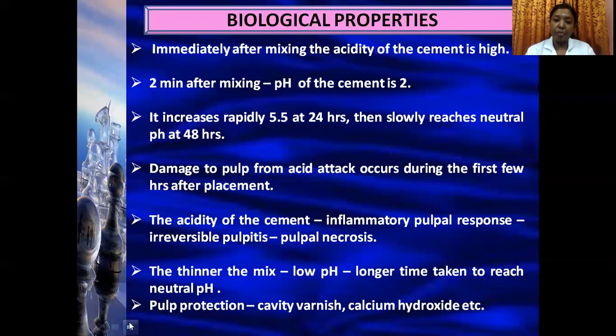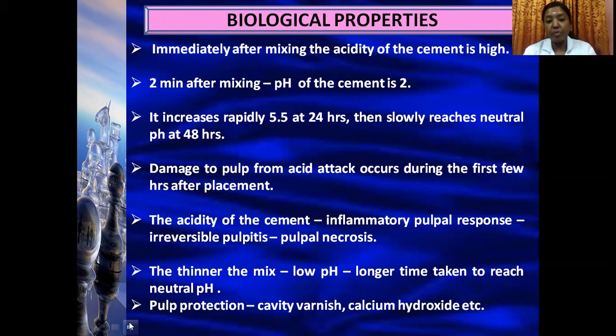Coming to the biological properties of zinc phosphate. This by itself is a short note question for you. Immediately after mixing the cement, it has a low pH, in the sense it is highly acidic. Two minutes after mixing, the pH is 2. This can cause damage to the pulp if zinc phosphate is placed in deep cavities. So never place zinc phosphate in deep cavities. Always protect the pulp with a cavity liner, like calcium hydroxide, or MTA, that is mineral trioxide aggregate, as a cavity liner, over which you can place your zinc phosphate cement.